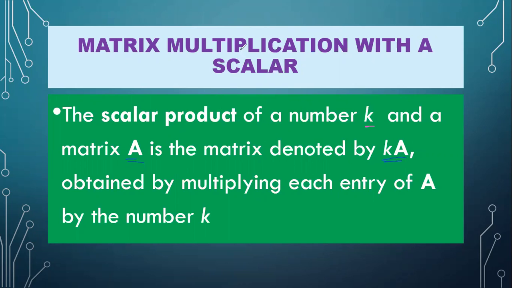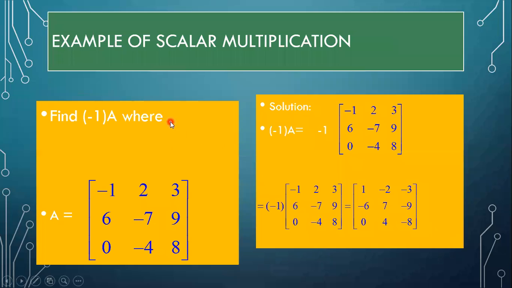When we multiply a matrix with a scalar, each entry of the matrix, or each element of the matrix, is multiplied with that scalar. Let's look at an example where we are multiplying a matrix with a scalar. You can see we are supposed to multiply -1 with a matrix A, where the matrix A is this one here. So in our solution, -1 will multiply with each of these entries in this matrix.